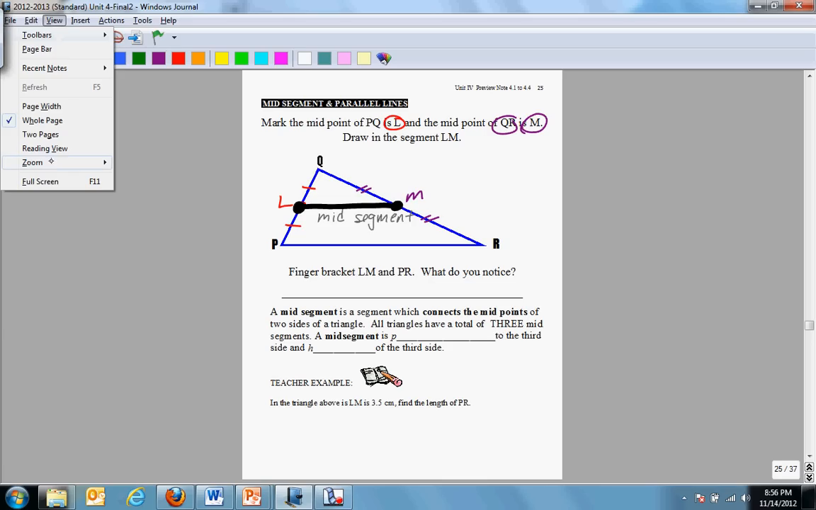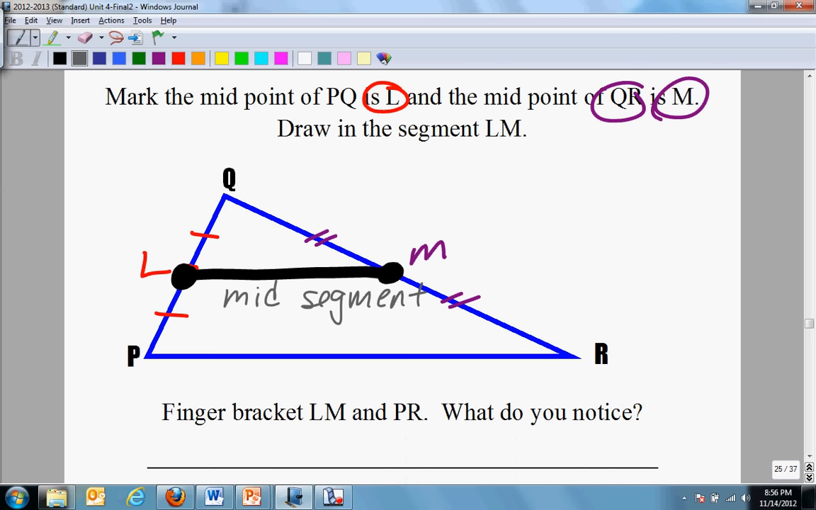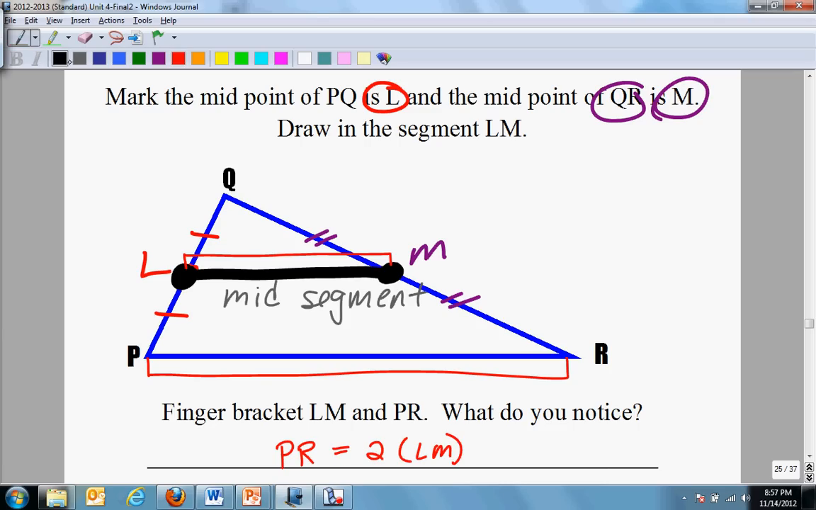And there's two very simple concepts. I'd like you to finger bracket LM, please. Finger bracket LM, please. And now I'd like you to finger bracket P to R. And if you notice very carefully, PR equals two LMs. In other words, LM is half of PR, and PR is twice LM.